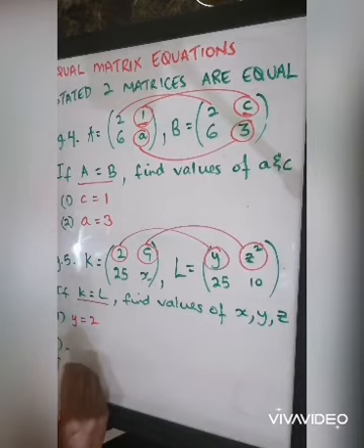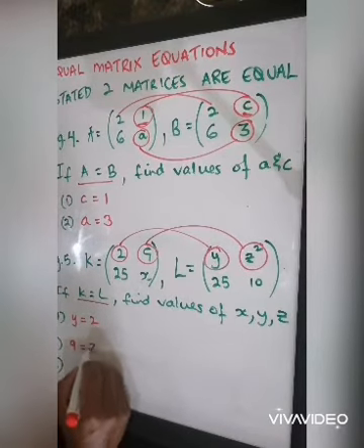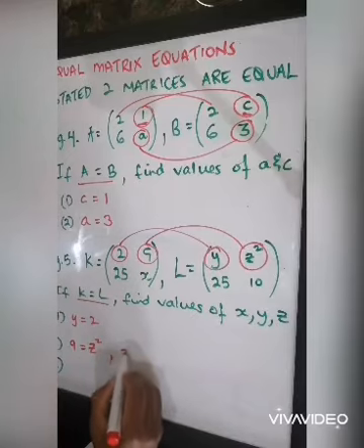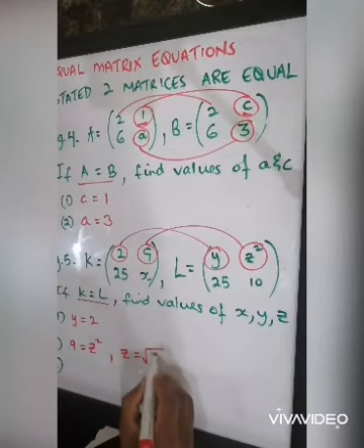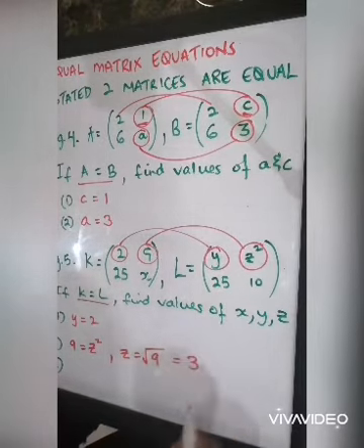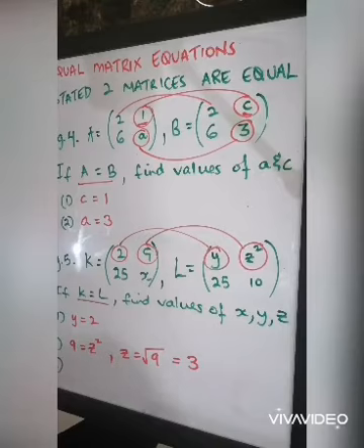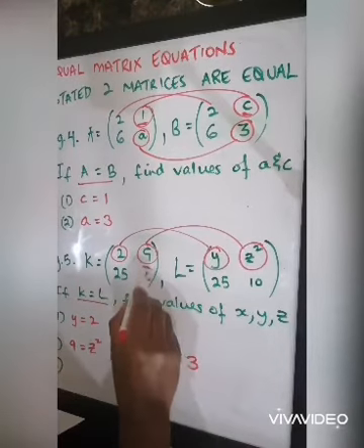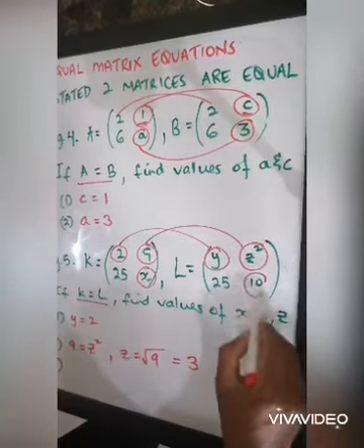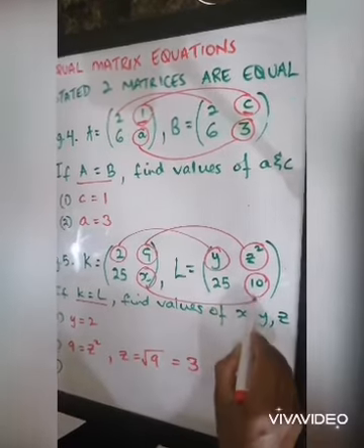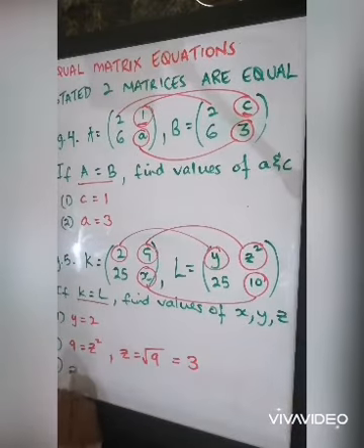When we compare again, we see that 9 is in this position and Z squared is in this position. So 9 is equal to Z squared, which means that Z is equal to the square root of 9, which is plus or minus 3. And then finally, we see that we have X in this position and 10 in this position. So X is equal to 10.